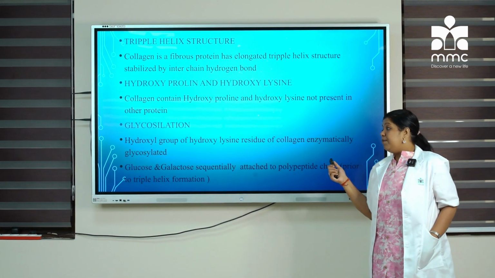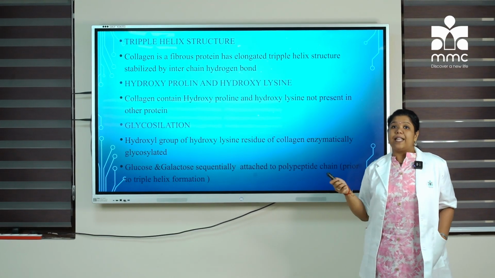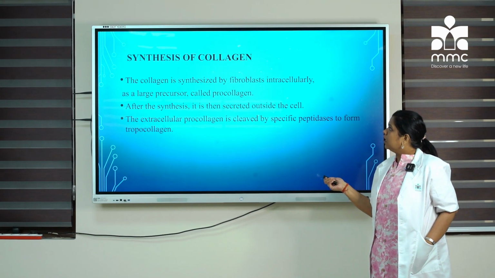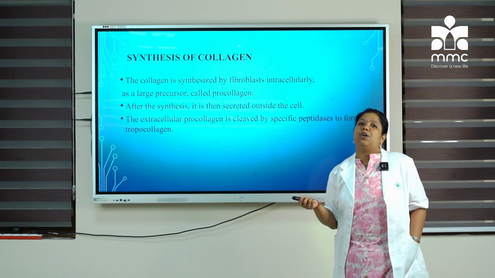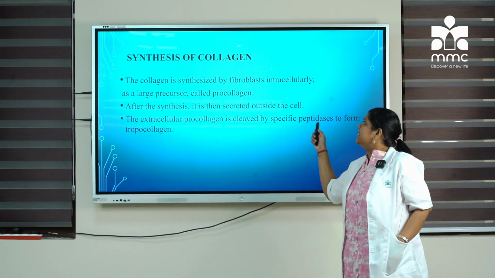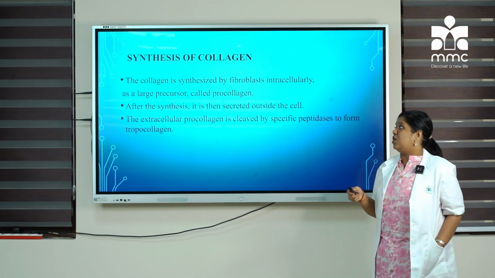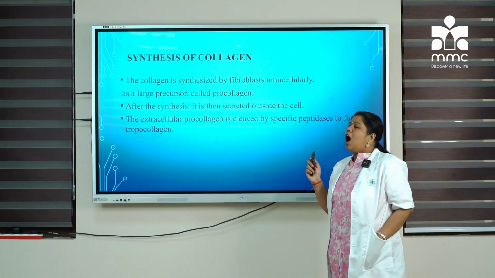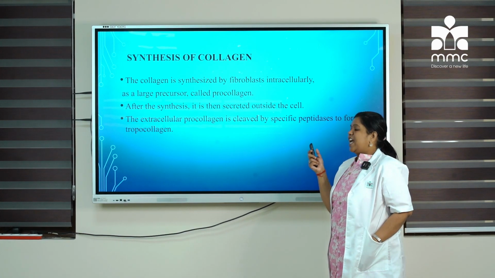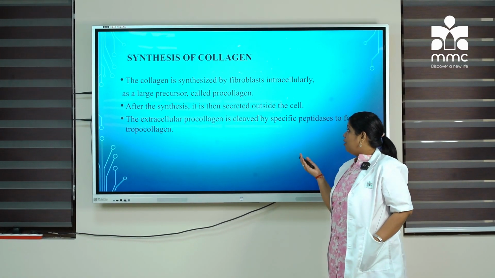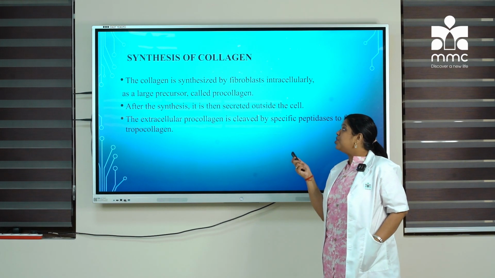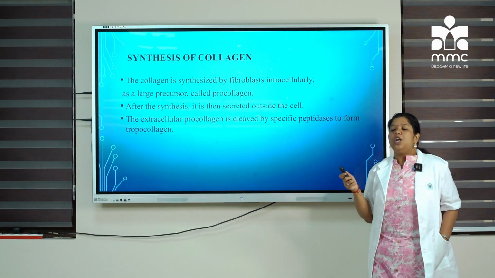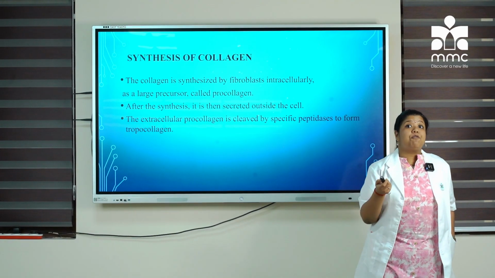It occurs before the triple helix structure formation. Then coming to the synthesis of the collagen. The collagen is synthesized by fibroblast intracellularly as a large precursor called procollagen. After the synthesis, it's secreted to the outside of the cell. The extracellular procollagen is cleaved by a specific peptidase to form tropocollagen. That is the basic form of collagen.